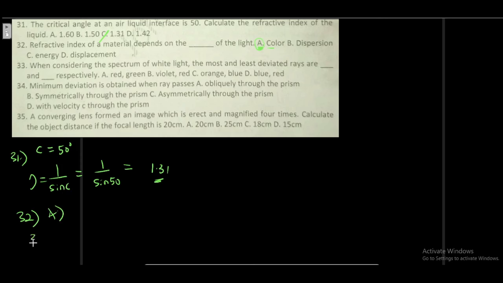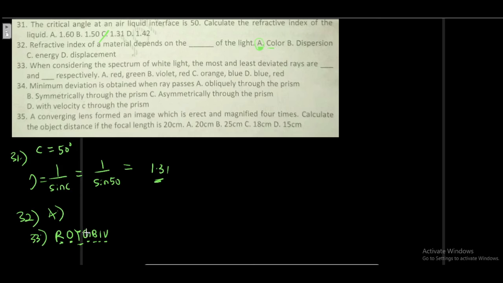Question 33, they said when considering the spectrum of white light, the most and least deviated rays are dash and dash. Now, one way of knowing this is to just use the acronym ROY-BIV. This gives us the different colors we are going to have in the spectrum of white light. R stands for red, O for orange, Y for yellow, G for green, B for blue, I for indigo, and V for violet.